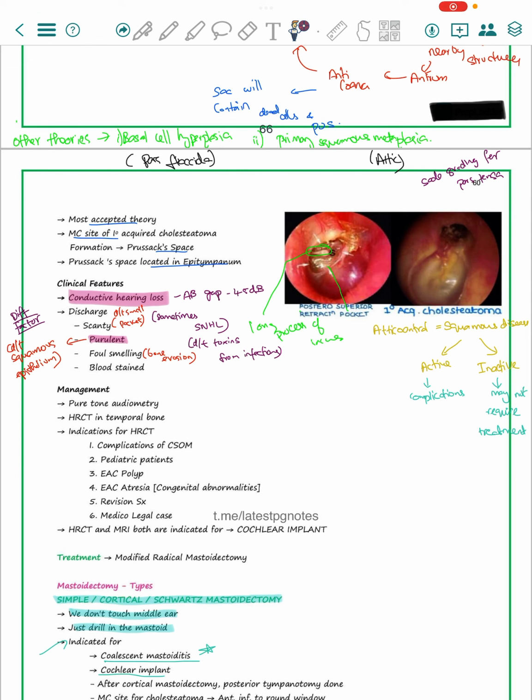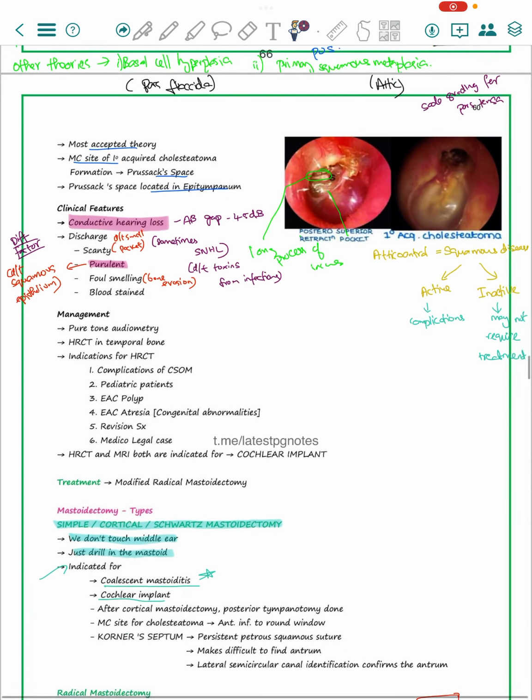In tubotympanic disease, we saw that the smell may vary depending upon the size of the perforation, but here it will be foul smelling and blood stained due to the erosion of bones and arteries present in the middle ear cleft. Sometimes sensorineural hearing loss may be present because the organisms release toxins which spread infection into the inner ear. Management contains investigations, which are pure tone audiometry, where we can detect the air-bone gap. Then a high resolution CT scan of the temporal bone can show erosion of the bone and ossicles.